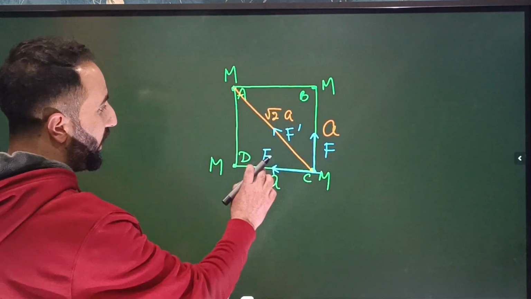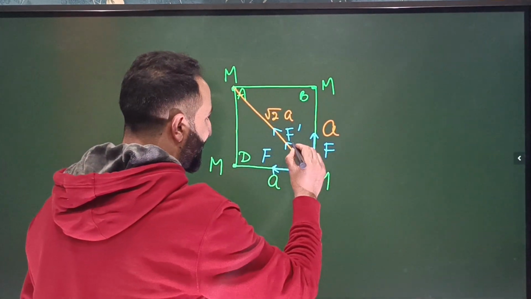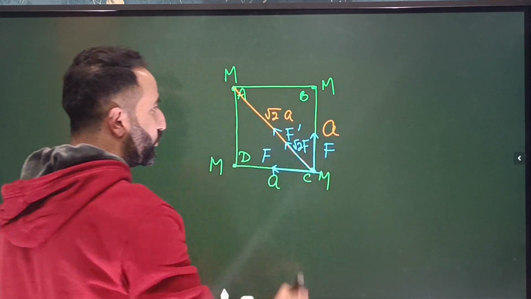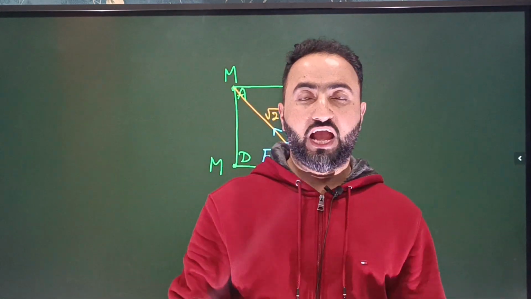ठीक है ना बेटा? Now F and F, they are mutually perpendicular. तो इनका resultant क्या आएगा बेटा? इनका resultant आएगा बेटा √2F, and that too in this direction. ठीक है ना बेटा? √2F. Okay, so how many forces do we have? 3 forces, F, F and F dash.